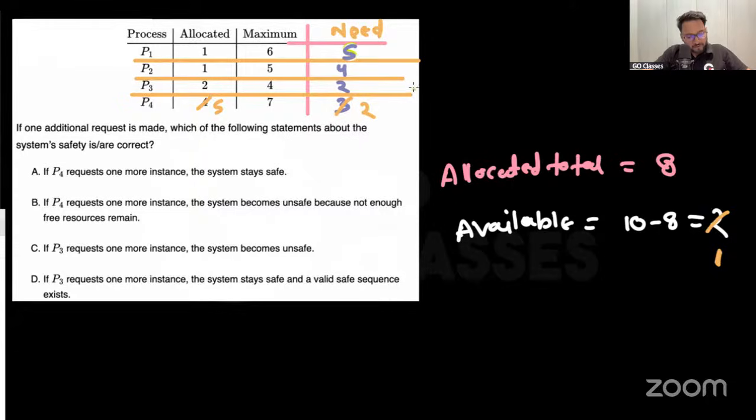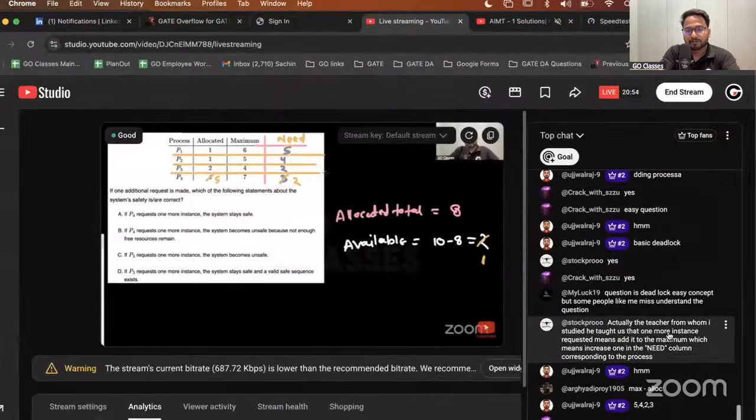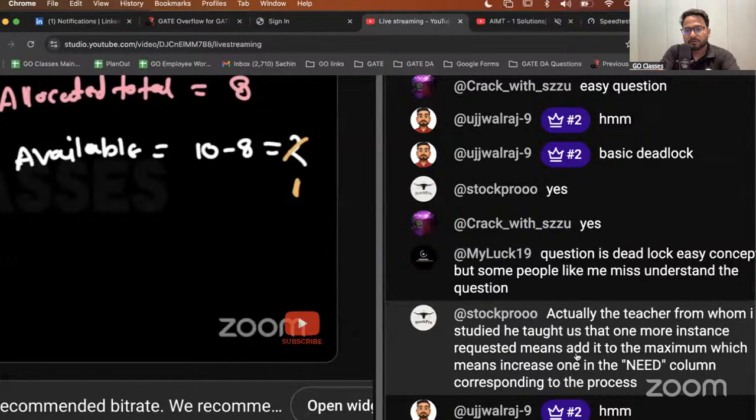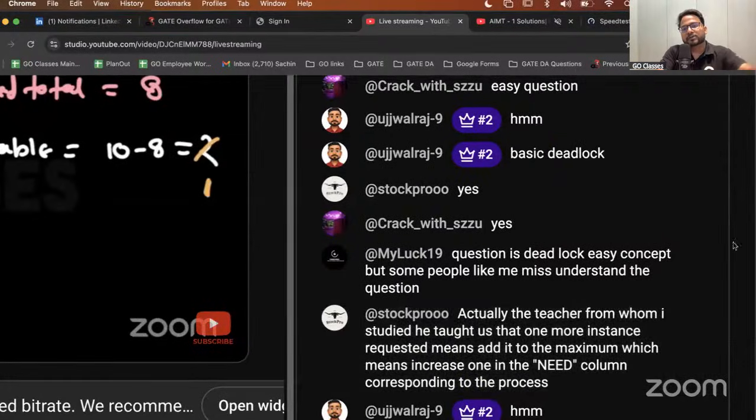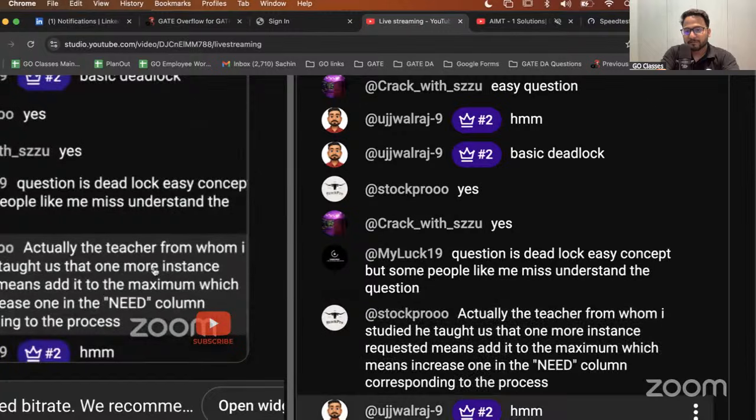One of the students has commented that the teacher from whom they studied taught them that one more instance requested means added to the maximum, which means increase the need column. Let me just show this comment. Increase the why? Okay, this is hilariously wrong. This is too much wrong, I think.